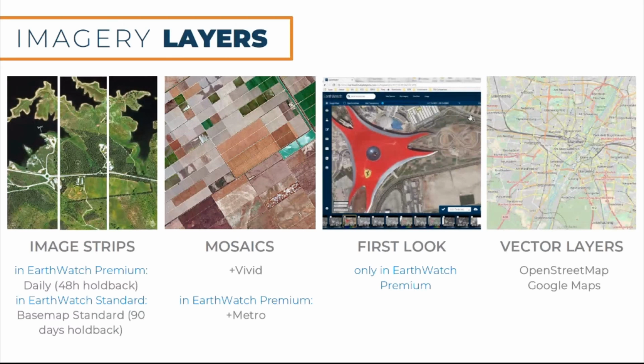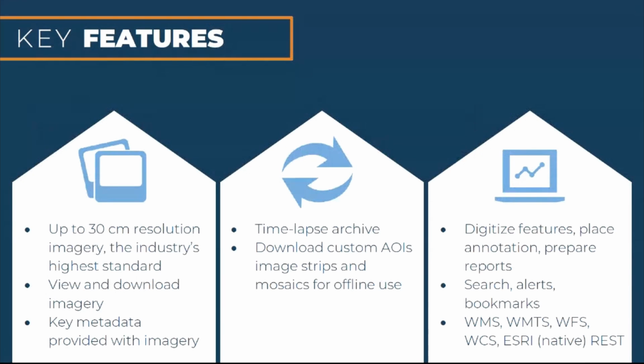In EarthWatch Premium and Standard, you have access to imagery in visualization and download, including 30 cm resolution imagery acquired from WorldView 3 and WorldView 4. Full metadata is accessible for all images. Imagery is downloadable under various formats, like the non-orthorectified OR2A, but orthorectified as well, panchromatic, 4 bands or 8 bands. Shortwave infrared is also available.